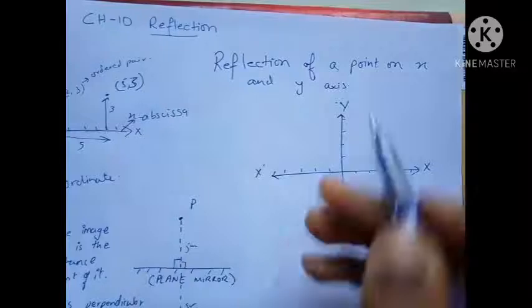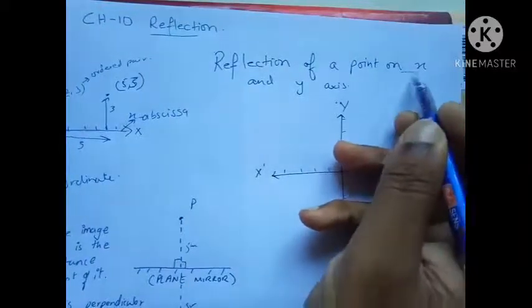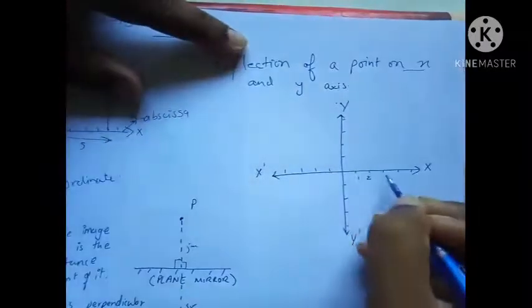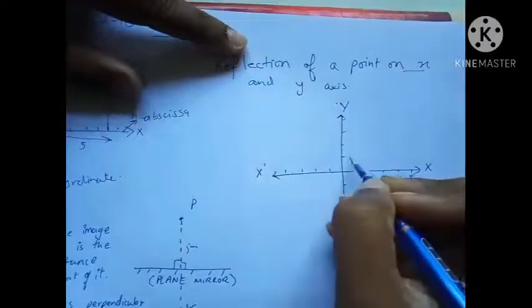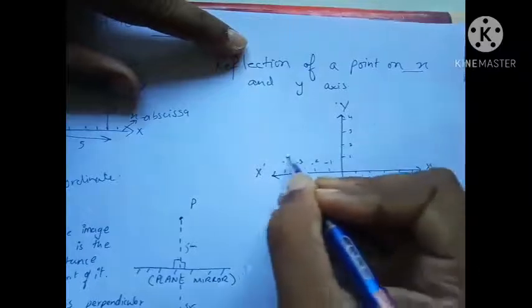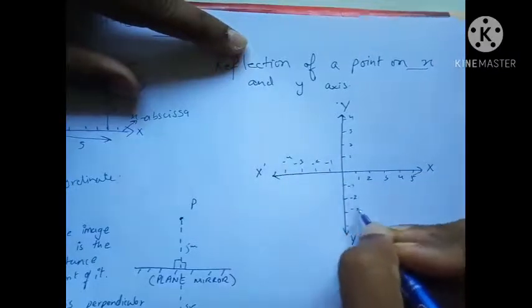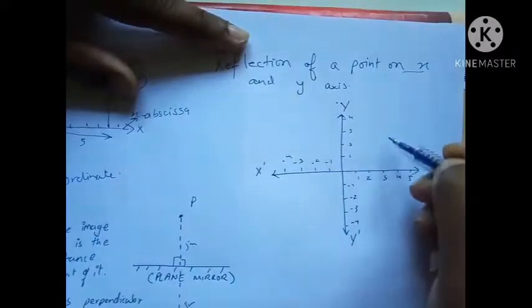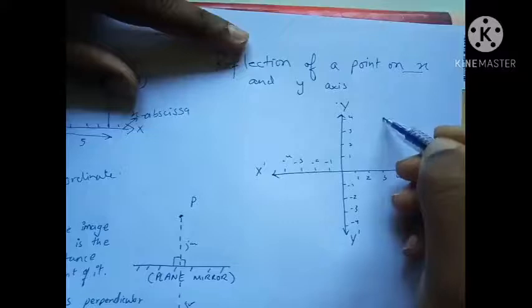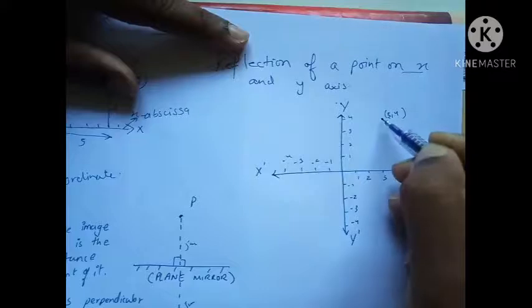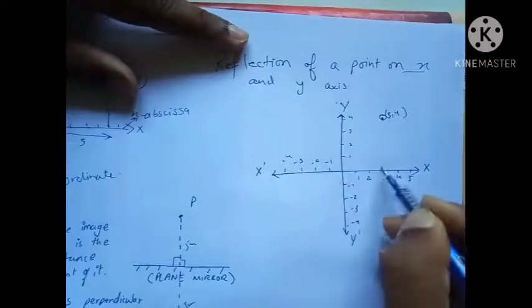Okay, let's have a look at the reflection of a point on the x-axis. This is the x-axis, and how is the point going to reflect on the x-axis? We all know that this is 1, 2, 3, 4, 5, and this is 1 2 3 4, and this is -1 -2 -3 -4. If I plot a point over here, that is 3 comma 4, 3 and this is 4.